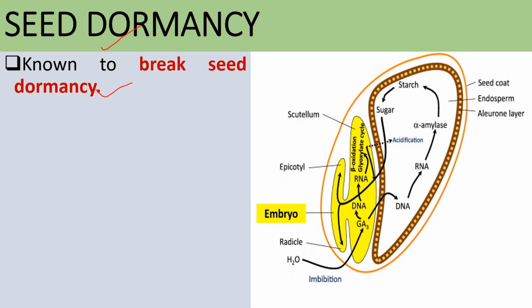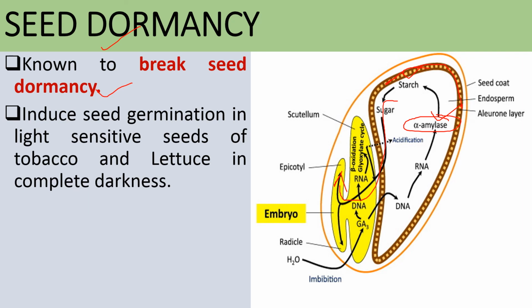Next is seed dormancy. This GA plays a very important role in breaking seed dormancy. It is known to break seed dormancy. What it does is induce the aleurone layer in the seed. In case of cereals, the aleurone layer is made up of proteins. It activates this aleurone layer and produces certain enzymes which are responsible for the breakdown of carbohydrates, like amylases, and some proteases which help in the breakdown of proteins. So the amylases break down starch into simple sugars, and those simple sugars are used by the embryo for its growth.